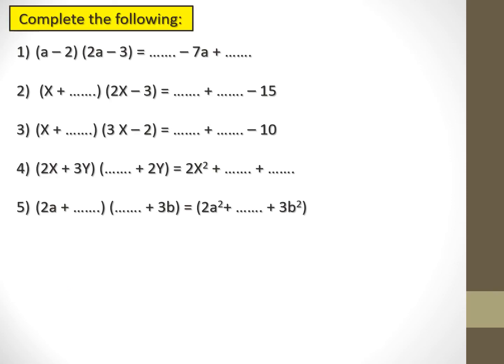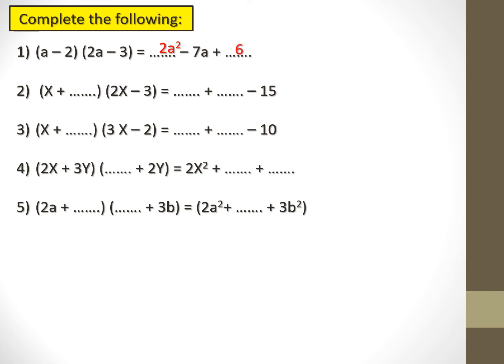Another question, complete the following. A minus 2 times 2a minus 3 equals, we will find the first term and the last term. The first term is the product of the first times the first. A times 2a equals 2a power 2. And the last term is the product of the second term times the second term. Negative 2 times negative 3 equals positive 6.